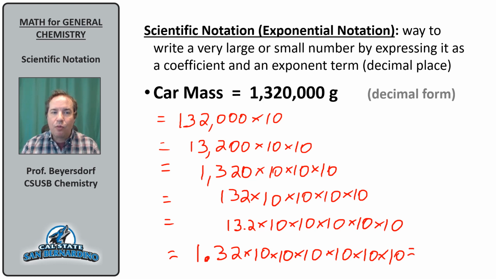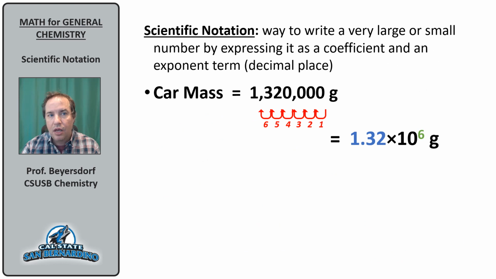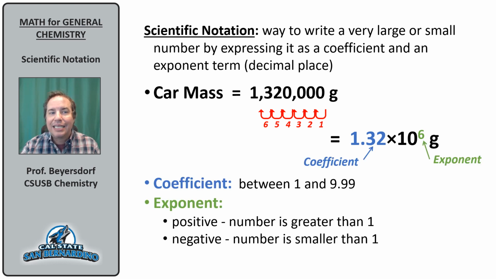And I can write this as 1.32 times 10 to the sixth, where that 6 represents the number of tens I have to multiply it by. This is an example of scientific notation. So we took that number and we turned it into what's called a coefficient, that 1.32, and times 10 to the 6, which is the exponent.